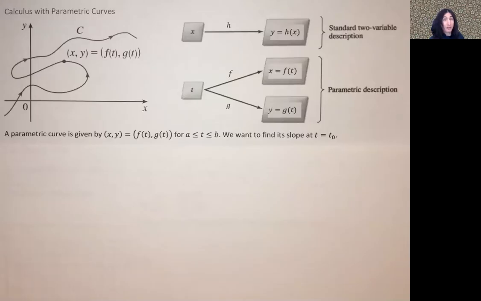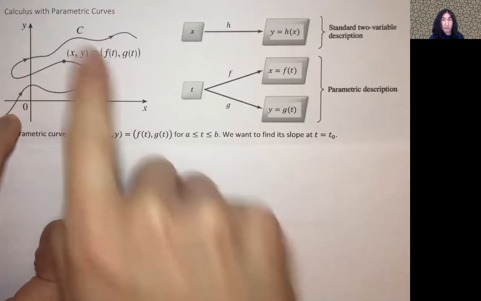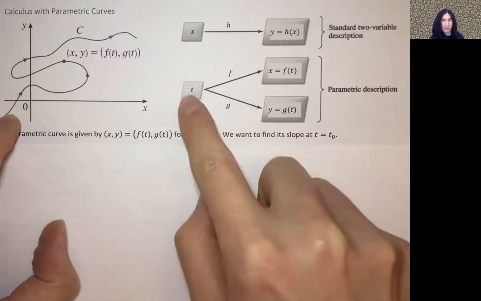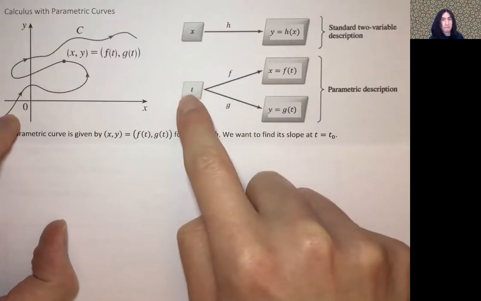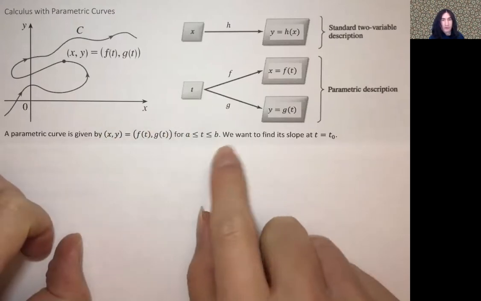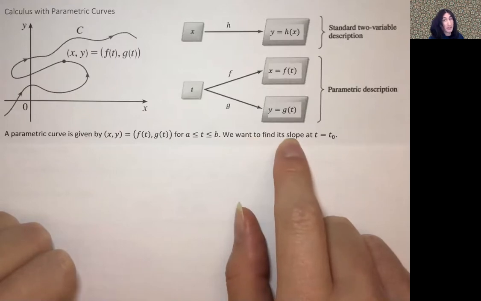Okay, now that we know what parametric curves are, a way to describe a curve by breaking it down into two functions, one for each coordinate in terms of a parameter, something like time, it's time to do some calculus. So first, it's obviously thinking about slope of the tangent line.